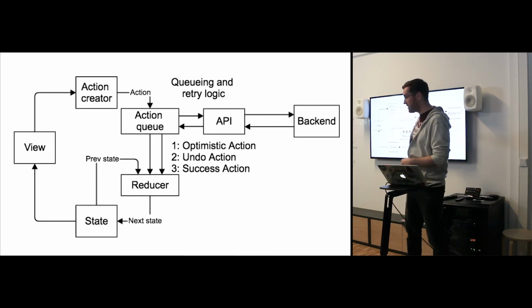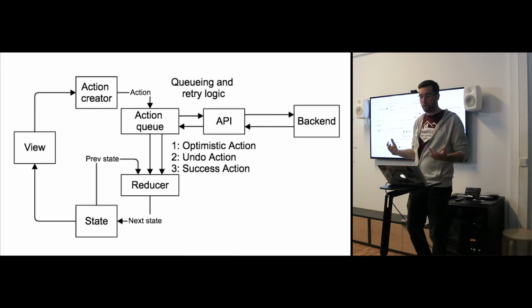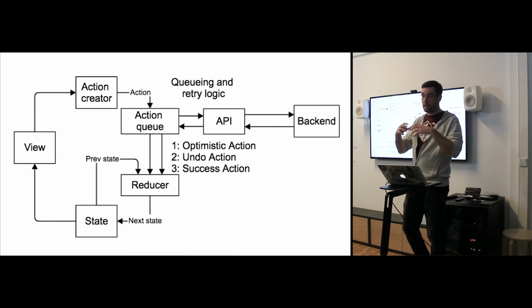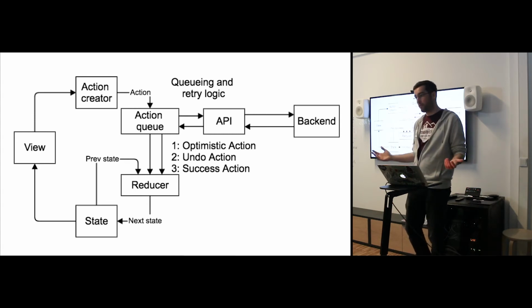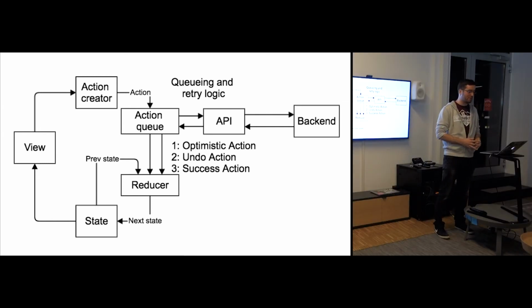So yes, by default, this action queue repeats itself and constantly tries until it succeeds. Until you actually try it and get a response, either a 200, that is success, then you dispatch the success action. 400, you would probably dispatch the undo action. 500s, you would try again, hopefully, maybe, I don't know, depending on how you implement your service. But usually with 500s, you try again because the backend is unavailable.